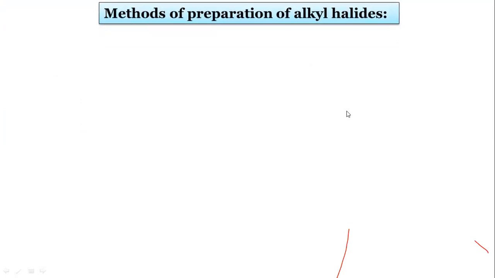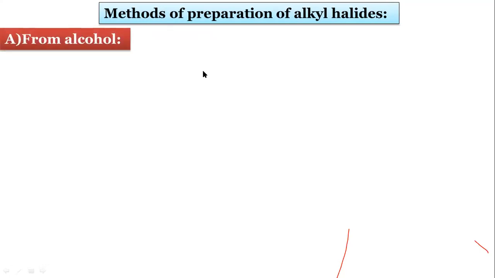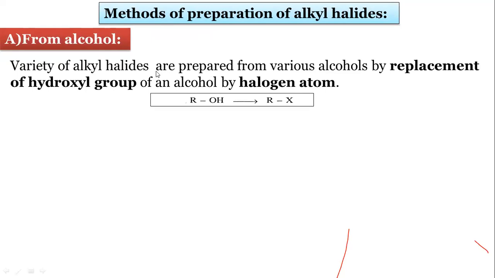Now, the most important part, which is important for the exam: methods of preparation of alkyl halides. We are going to start. First one is by using alcohols. Alcohols, you know, we already studied in 11th standard. What is meant by alcohols? These are the organic compounds which contain a hydroxyl group bonded to aliphatic hydrocarbons. These are called alcohols.